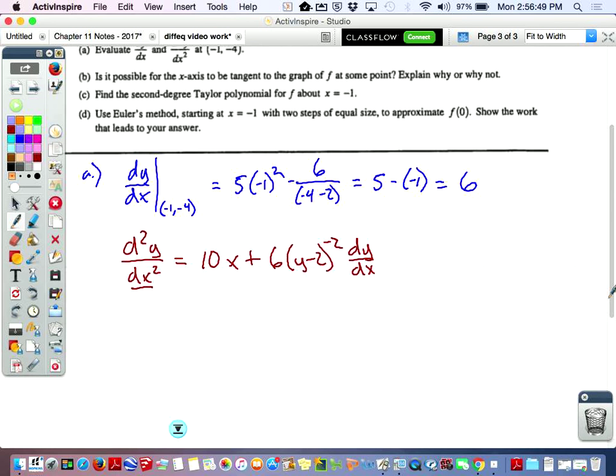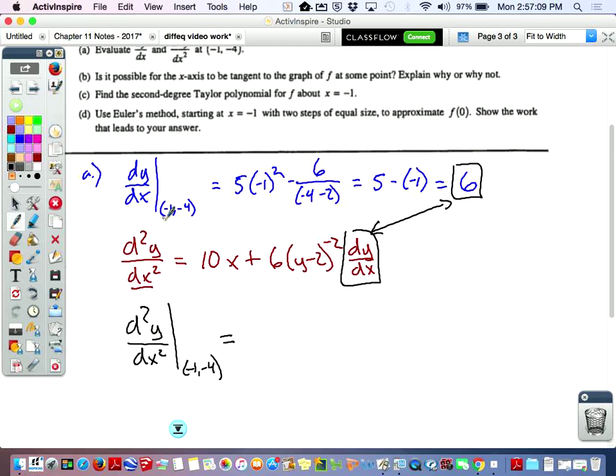Now, the last thing we're going to do is find the second derivative at our point negative 1, negative 4. So I'm going to plug the negative 1 in for x, the negative 4 in for y, but we know that dy/dx is equal to 6 at the point negative 1, negative 4. So I can plug in 6 for that piece. So we've got 10 times negative 1 plus 6 times, when I plug a negative 4 in here, I'm going to get negative 6 to the negative 2 power times 6. It's a lot of 6s, a little scary.